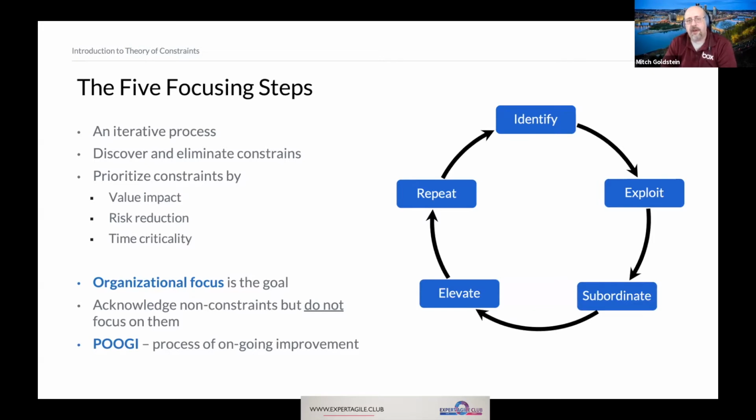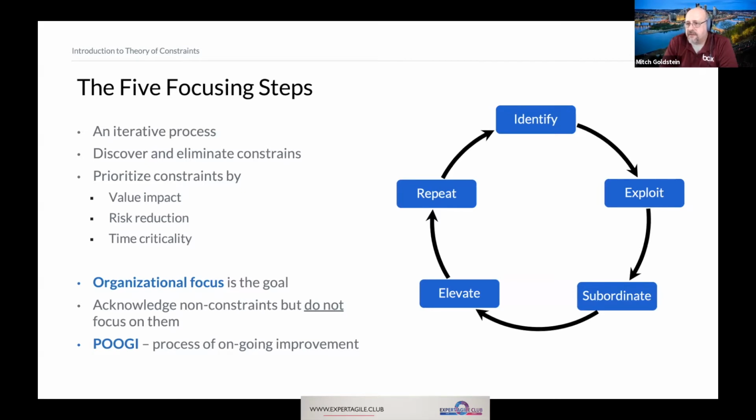The goal is to discover individually and eliminate individually constraints against the system. And the way we do that is we identify and then prioritize those constraints. And then once we prioritize them, we take the one that has the most impact and we push it through this system in order to break the constraint. The goal is what we call organizational focus.